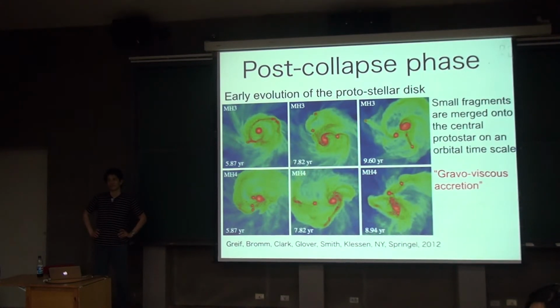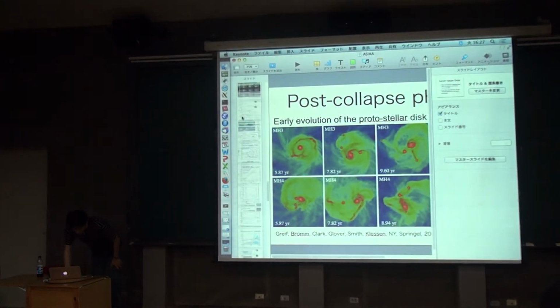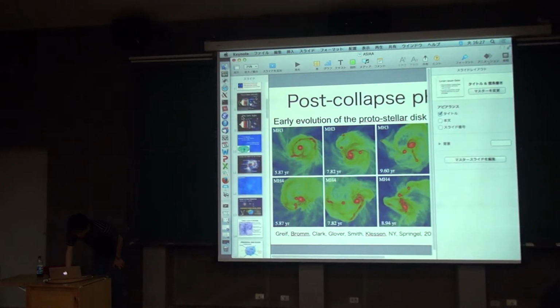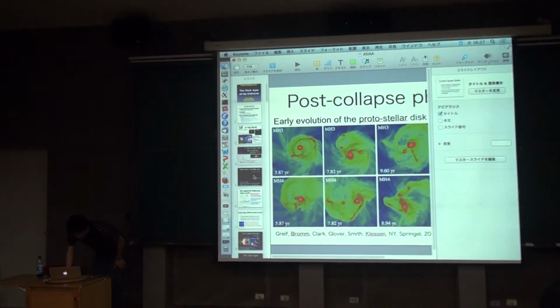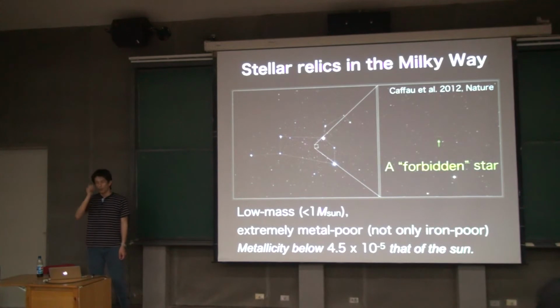In your very beginning, you talked about the nearby star. There's a very tiny star with a very poor metallicity. Can you talk more about this, the environment? I think it should be very isolated.